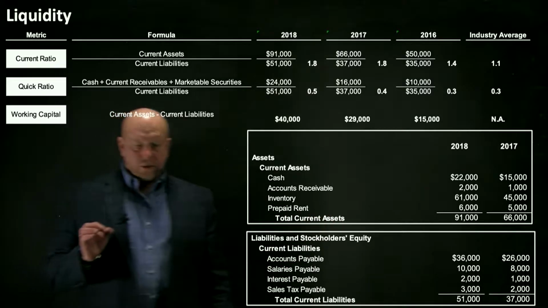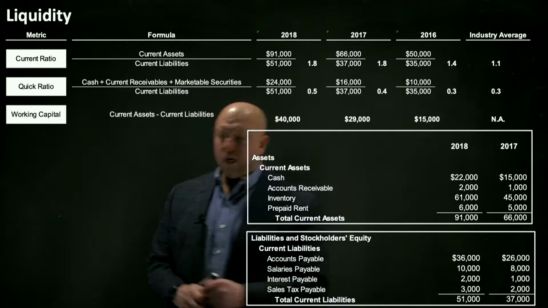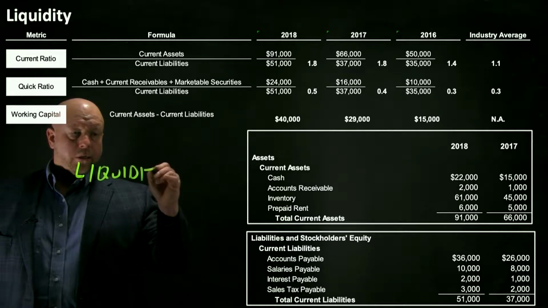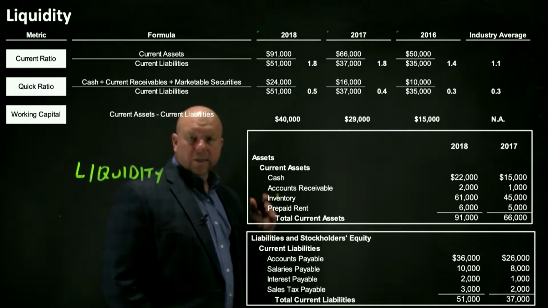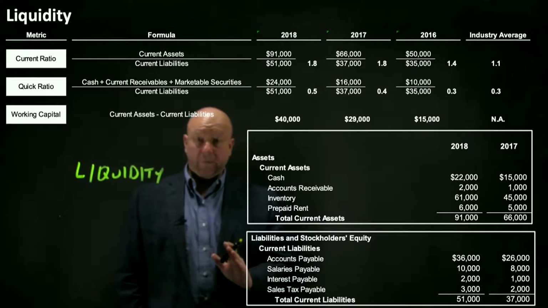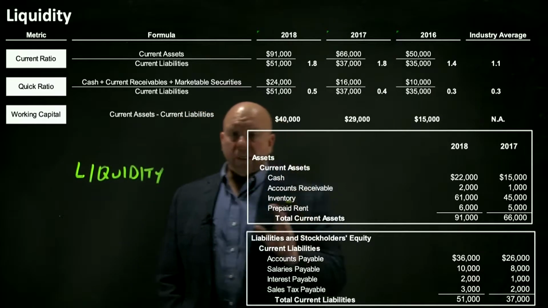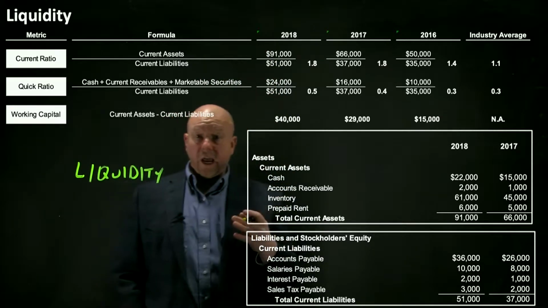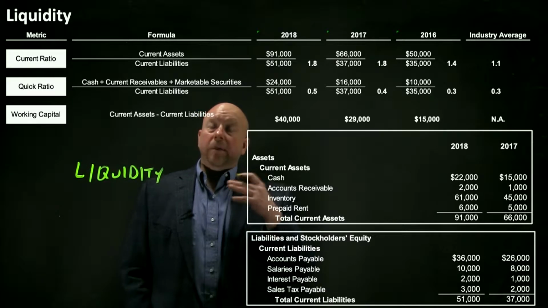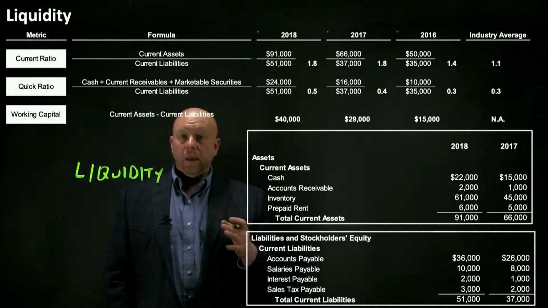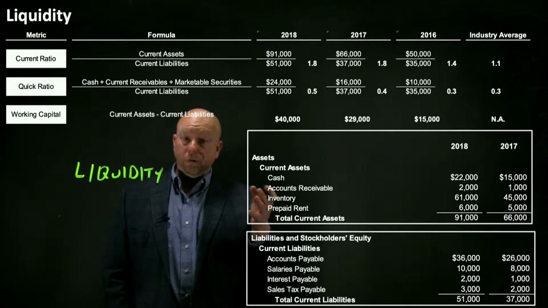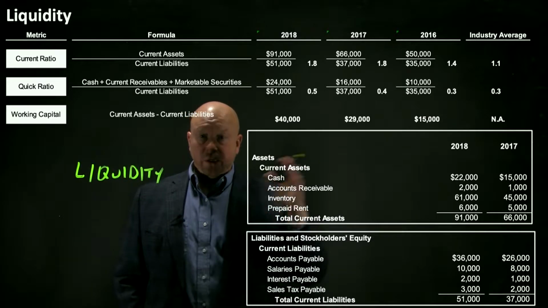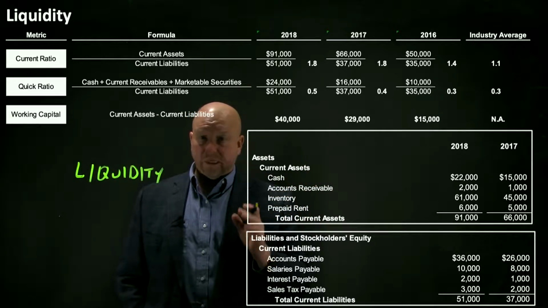I like to divide the analysis into three major areas. Liquidity. With liquidity, what we're really looking at is the short-term health of the company. You know from our previous discussions and your other studies that current assets are those assets that are cash, or they're expected to be converted to cash within the next year, or they're expected to be consumed, used up within the next year. And current liabilities are liabilities that are going to come due and need to be satisfied within the next year.